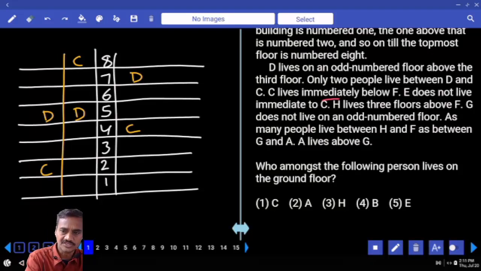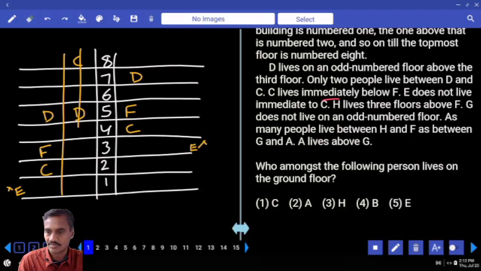And C lives immediately below F. Now this C is immediately below F, and F must be here. This case is not possible. E does not live immediate to C, so E cannot be adjacent to C, and here again E cannot be here. And H lives 3 floors above F.